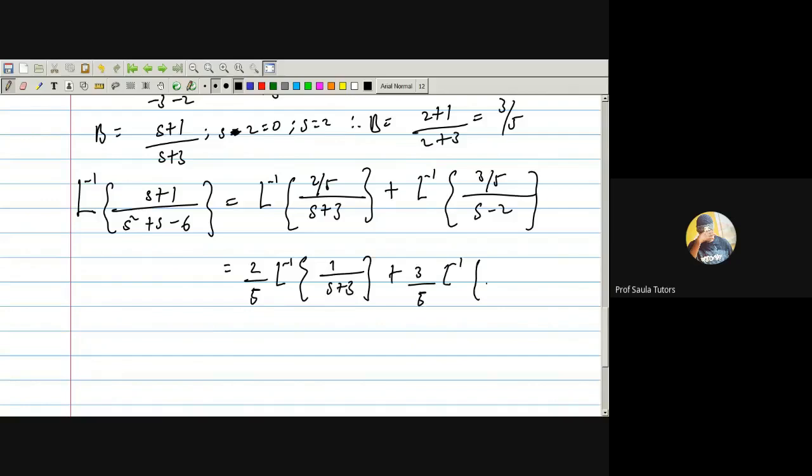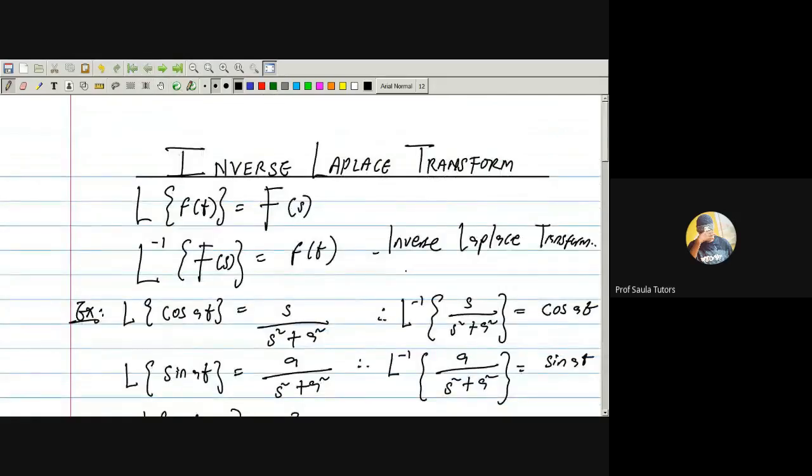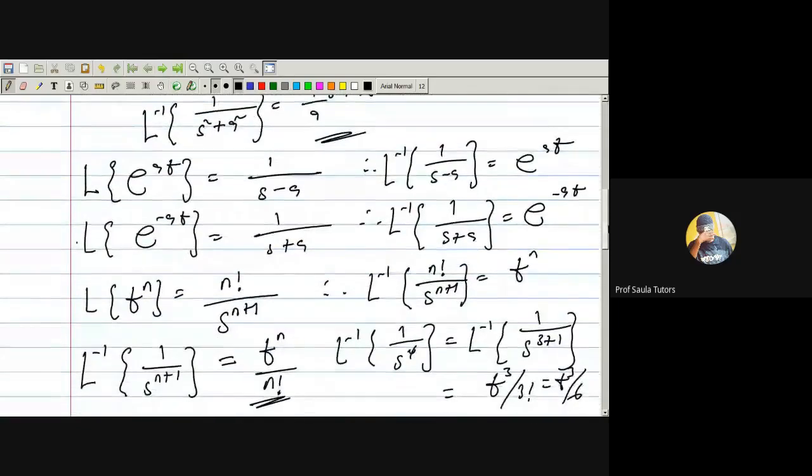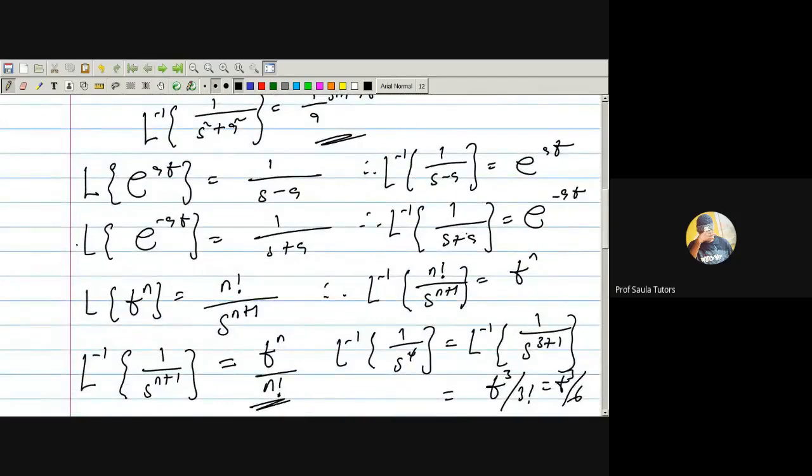Inverse Laplace transform of 1 over s minus 2. Now, don't forget, look at this. What's the inverse Laplace transform of 1 over s plus 3? Don't cram; come and look at this part where I treated exponential. Inverse Laplace transform of 1 over s plus a is what? Exponential minus at. And the inverse Laplace transform of 1 over s minus a is exponential at. Are you there? Yes.